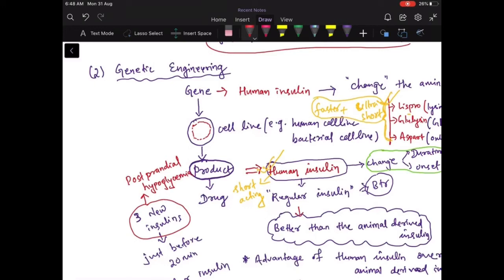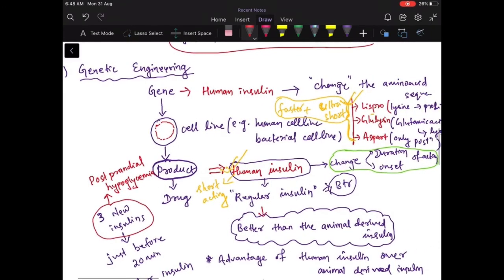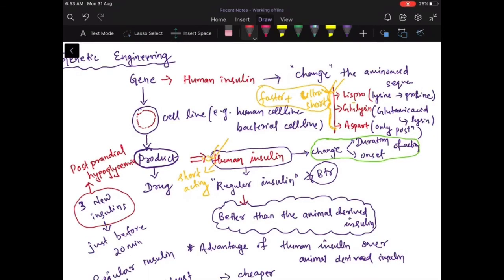For example, we take human insulin. After it is introduced in the cell line, we get the desired product, that is human insulin. We know that is the regular insulin and better used. After extensive use of genetic engineering, we designed 3 insulins: Lispro, glulysine, and aspart. How do we get these? In Lispro, lysine is replaced by proline, glutamic acid is replaced by lysine, and the position of aspartic acid we just change.